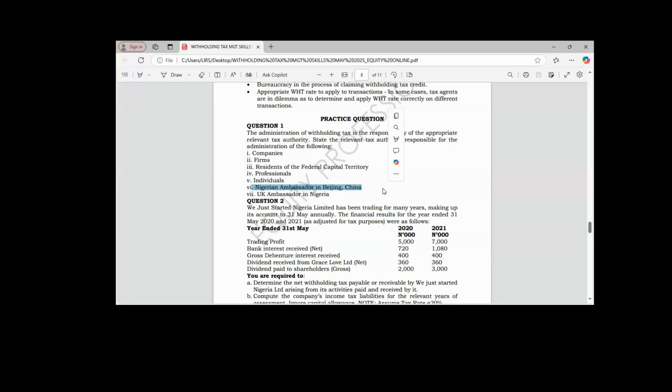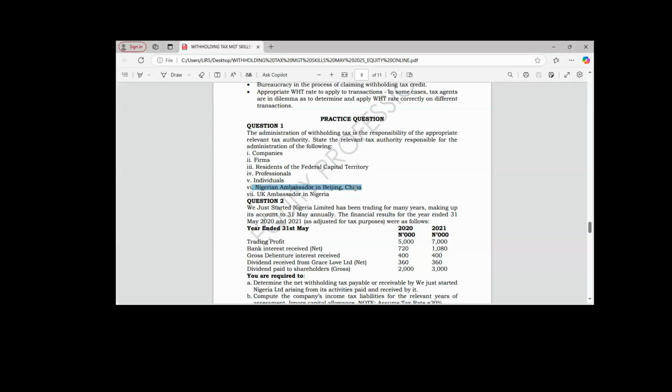FIRS. Yeah, do you all agree it's FIRS? Why? Nigeria. Why do you say it's FIRS? They are non-residents. Are you sure? This person is not a Nigerian ambassador in Beijing, China.